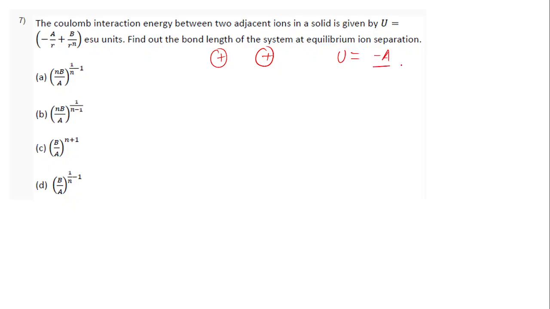The expression of the interaction is given like this, in electrostatic units. The unit is not that important, but the energy should have some unit, right? Then find out the bond length of the system at equilibrium separation.